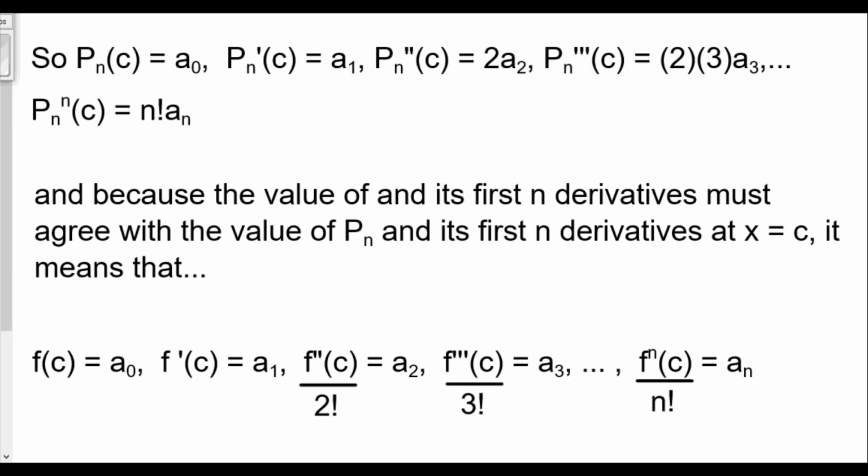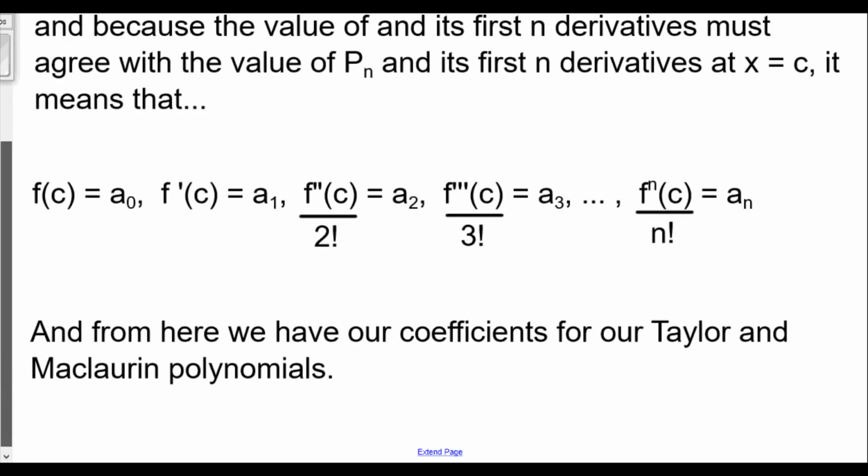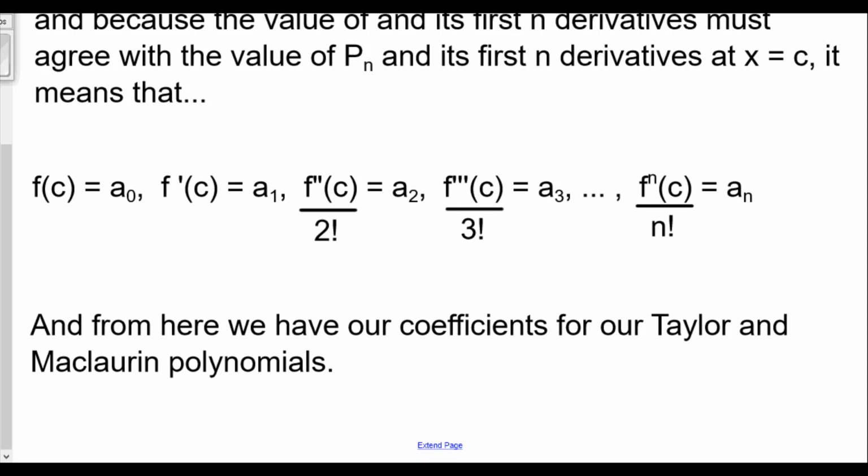Okay, so why are we doing all this though? Well, the idea now is that we're going to use these here, and from here, these now become coefficients for what we call Taylor and Maclaurin polynomials. Taylor and Maclaurin polynomials. Okay, so let's get to some more definitions here.